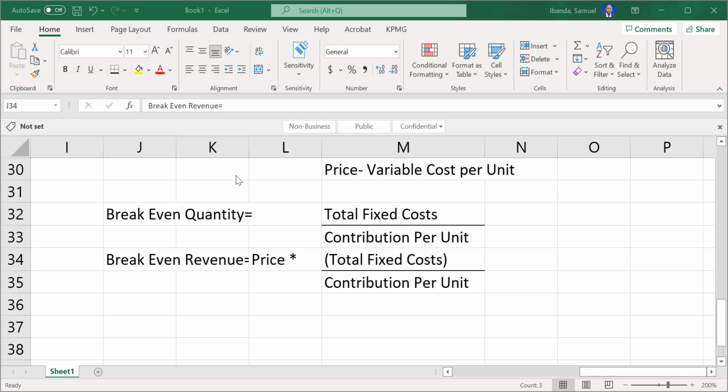Okay, as I try to get the question, I also need to clarify something here: there is also what we call the contribution per sales ratio, or contribution to sales ratio.